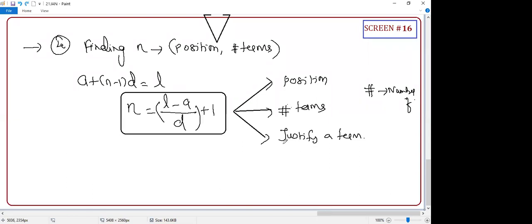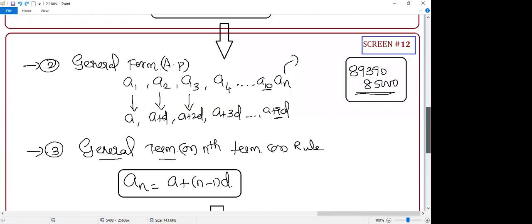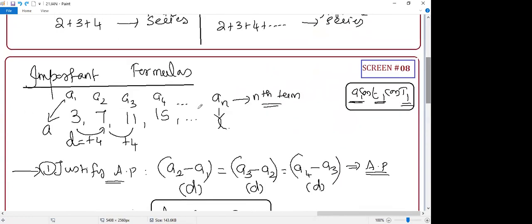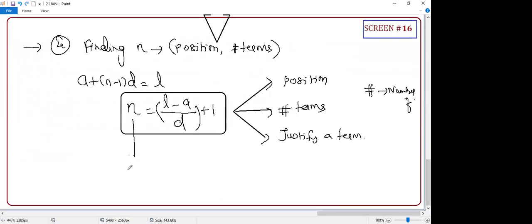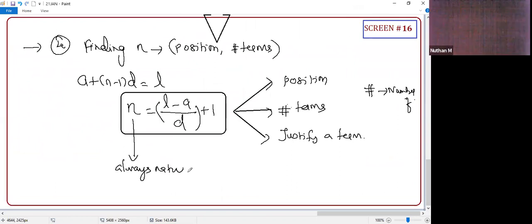Very important thing is justify a term. What is the meaning of that? Guys, if I'm saying 100, in which term? Which position? What will you do according to this formula? 100 minus 3. What is the answer? 97. 97 by 4 is what? It's a decimal number. Yes or no? But please remember, number of terms is never a decimal number. Number of terms is always a natural number.